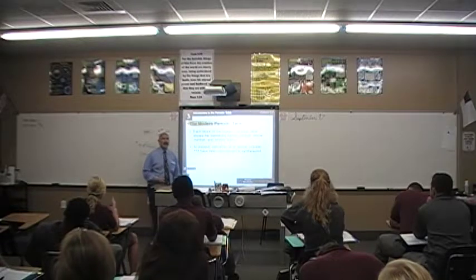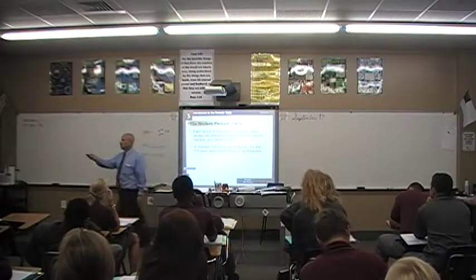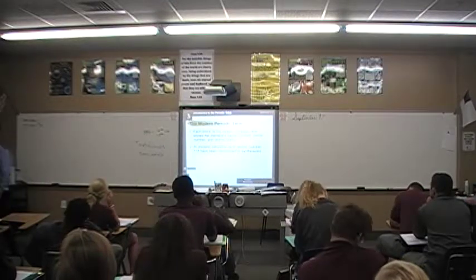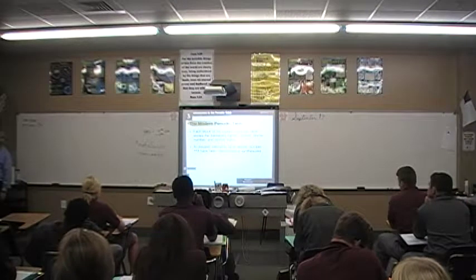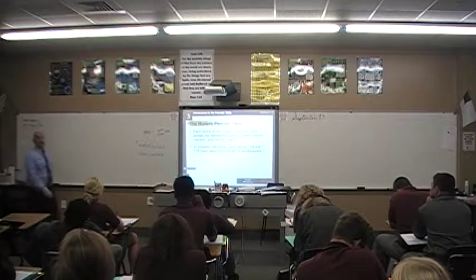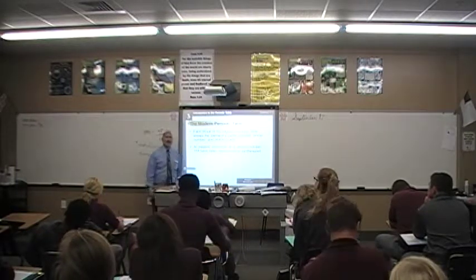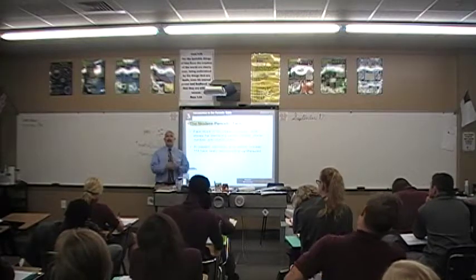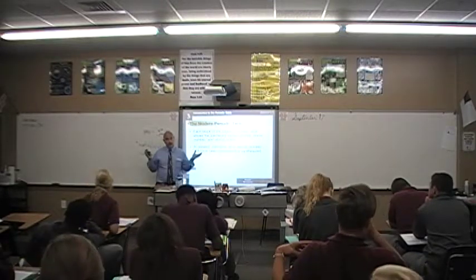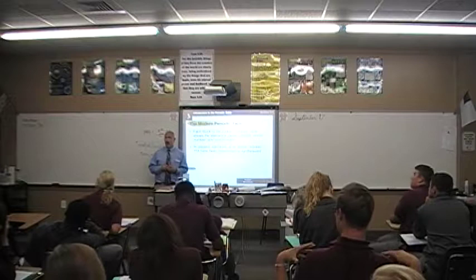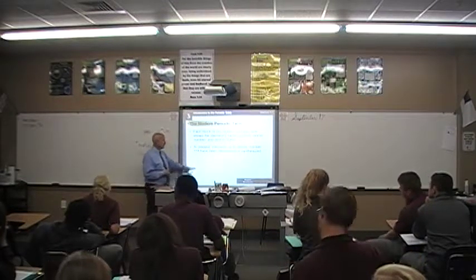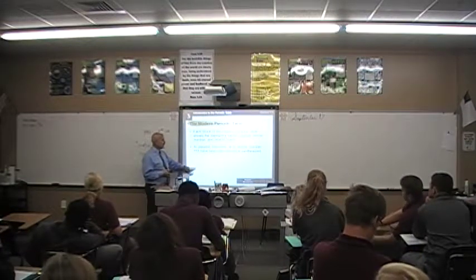How many occur in nature? 92. So number 92 right here, uranium, which is on your list to learn tonight. Uranium is important because we use it in bombs and in producing electricity. But uranium is the biggest naturally occurring element found on Earth. Okay? So far, that's the heaviest one. 92 naturally occurring, 118 total.